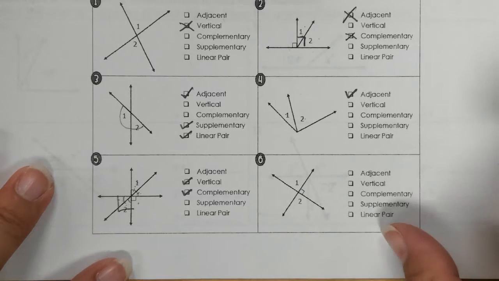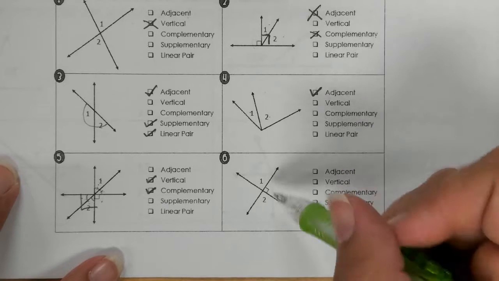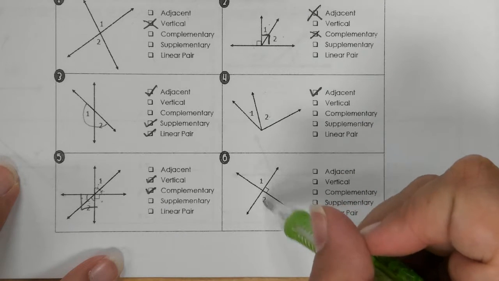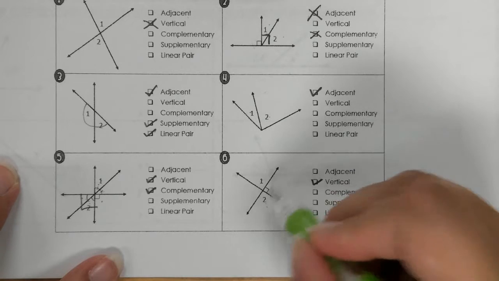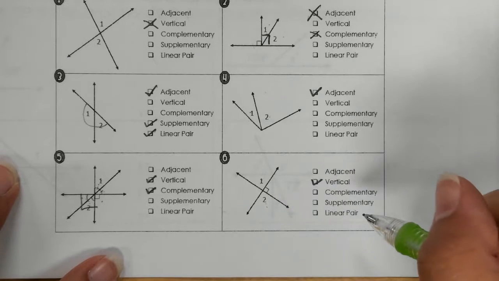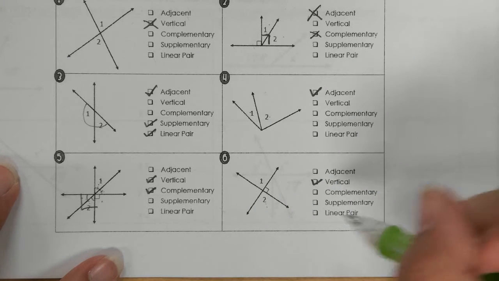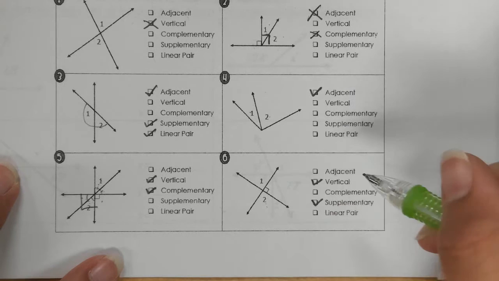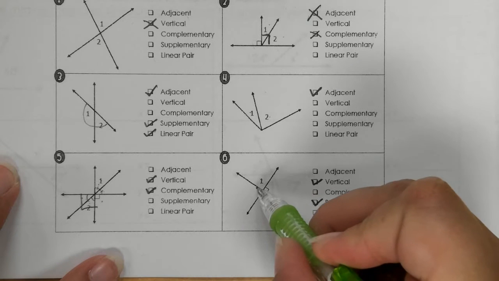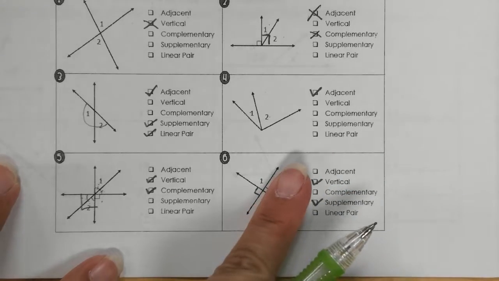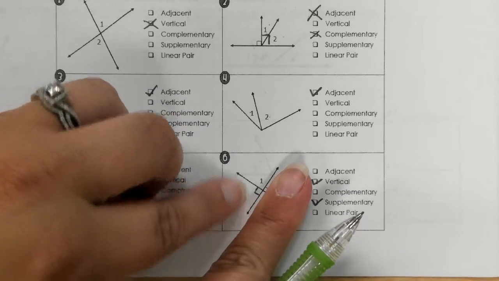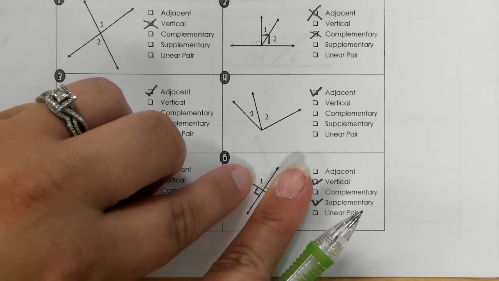Okay, and then lastly, number 6, the relationship here is that they are adjacent. I'm sorry, they are vertical, so they are opposite of each other. They are also supplementary, because if this is 90, this is 90. This whole thing is 180. 180 minus this 90 gives you 90 here.